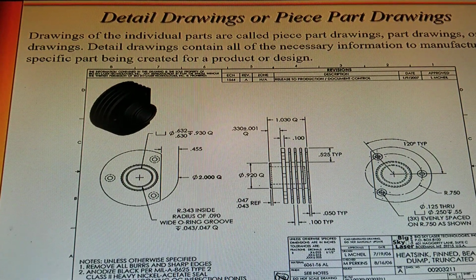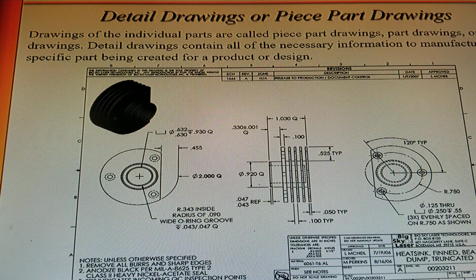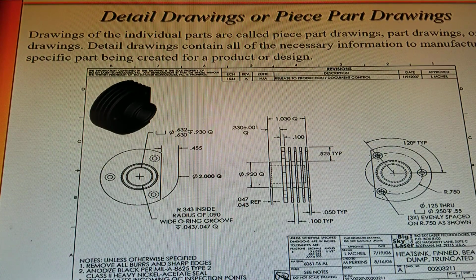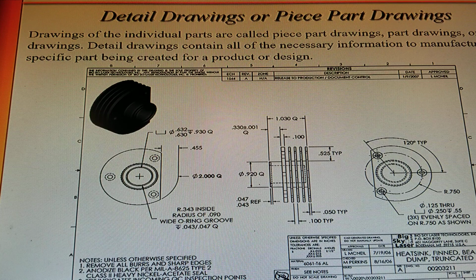Here are detailed drawings or piece part drawings. Drawings of individual parts are called piece part drawings, part drawings, or detailed drawings. Most of the time they're referred to as a part drawing or a detailed drawing. Detailed drawings contain all the necessary information to manufacture any specific part being created for a product or design.